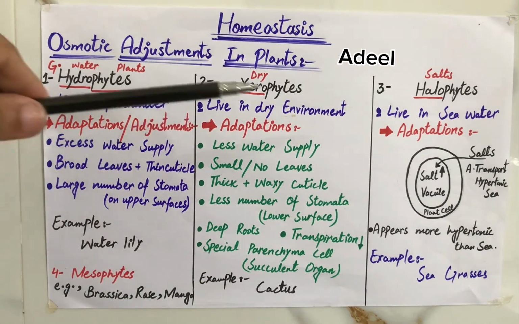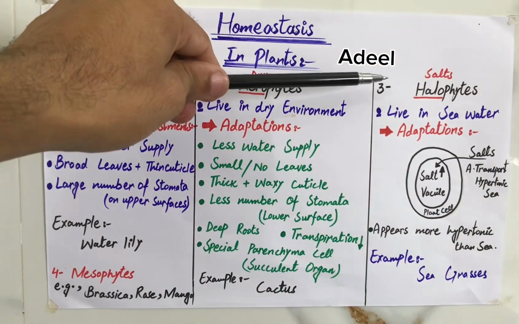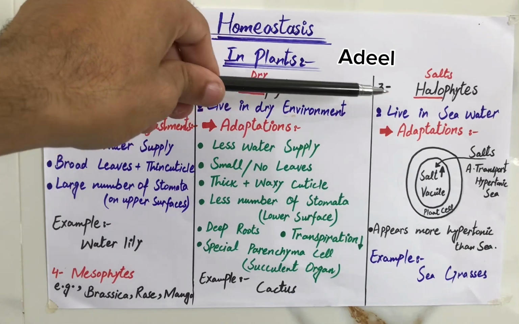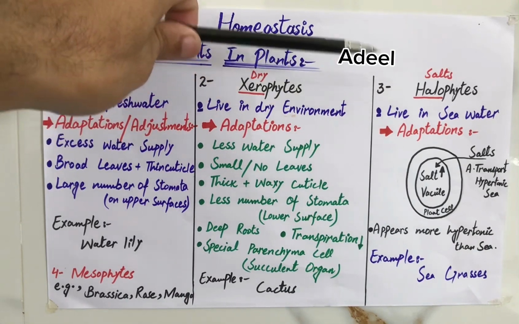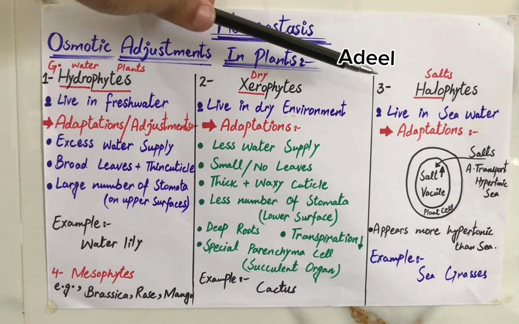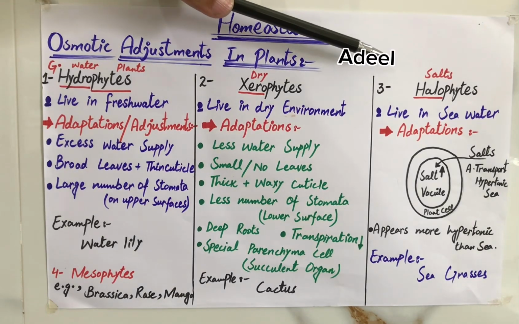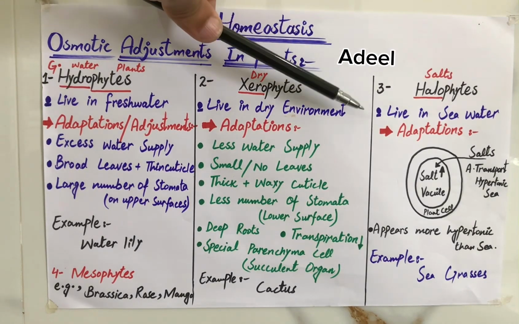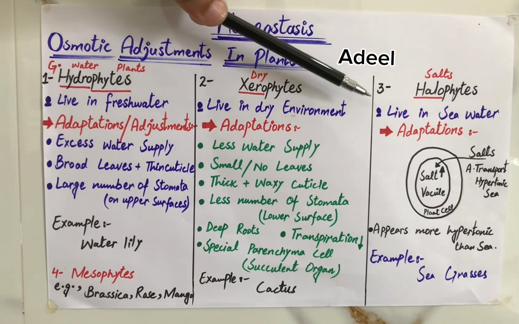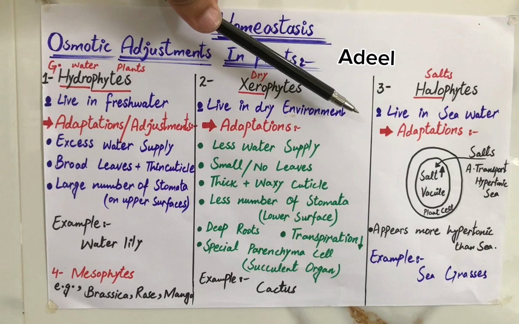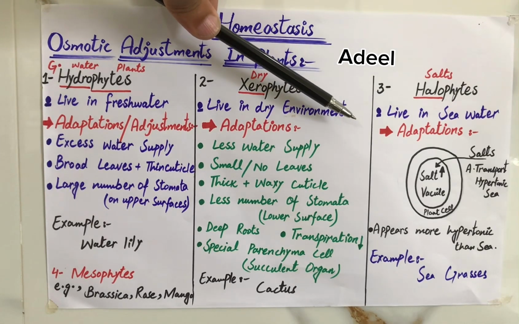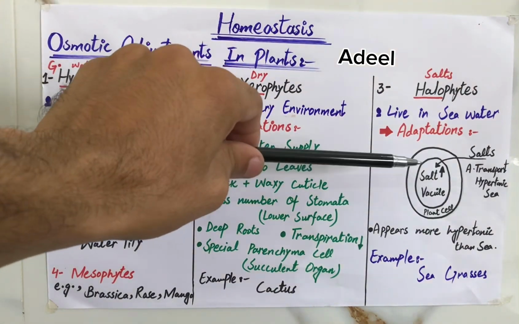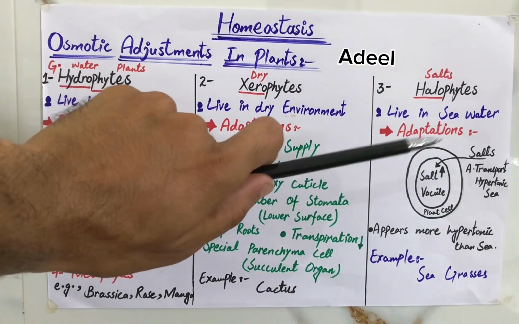The third category mentioned in your book is halophytes. Halo is a word that belongs to halogens, and halogens are periodic table elements which are involved in salt formation. Halo means salts. The plants which are living in salty conditions, in oceanic or sea water, are known as halophytes. They do not have a large number of adaptations. They just have a single adaptation, and that's the peculiar point to understand. These plants are facing a completely different scenario.